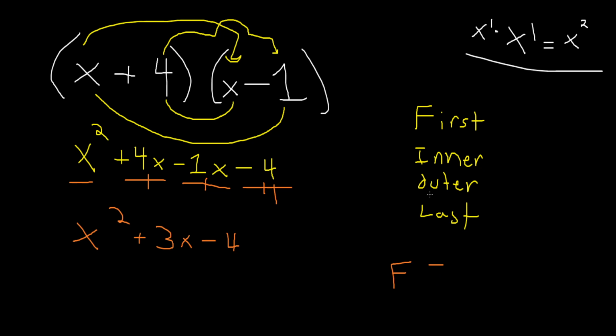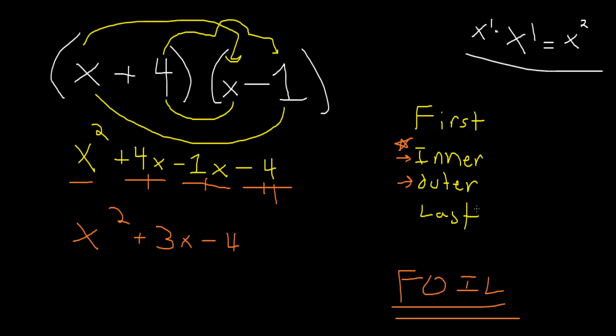I misspelled FOIL. Well, we're going to use this as a teaching moment. I misspelled FOIL because FOIL is spelled F-O-I-L. So it should be first, outer, inner, last. My bad on that.